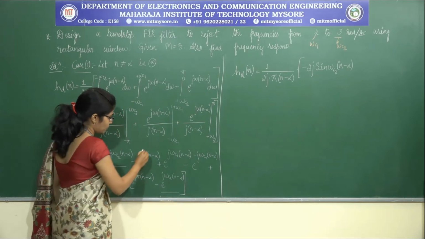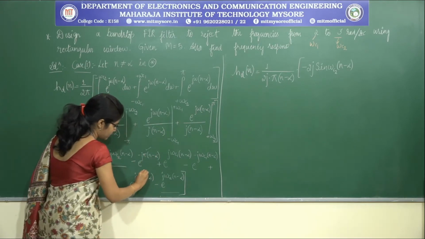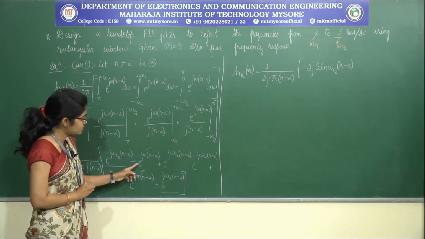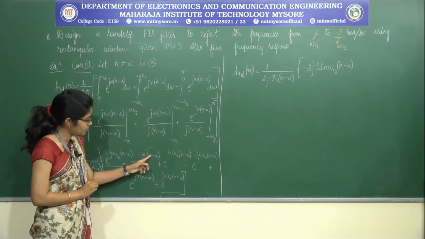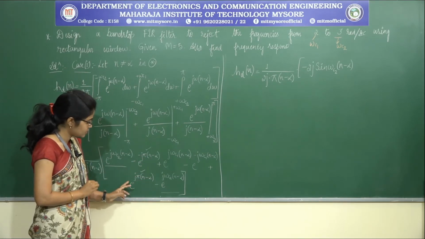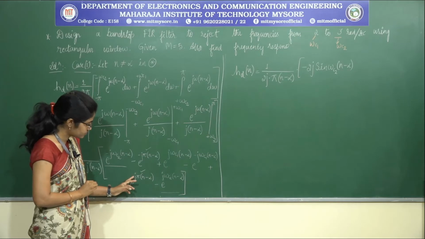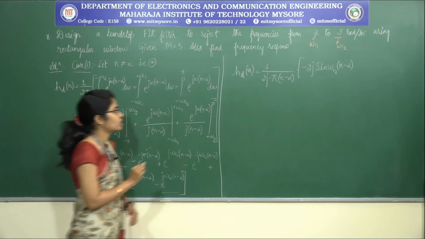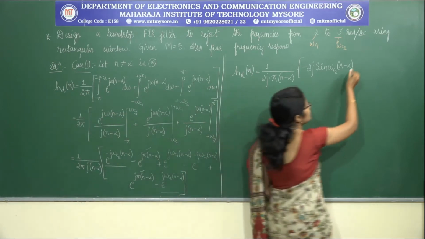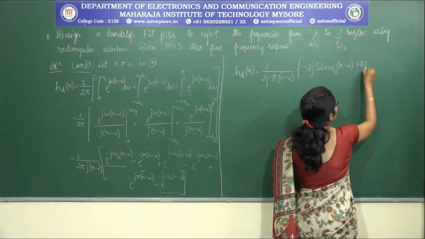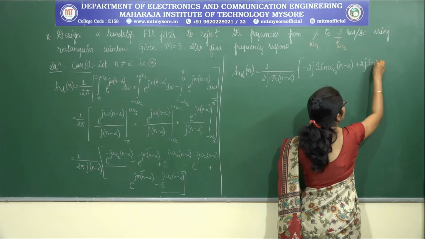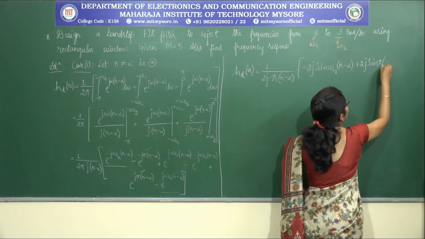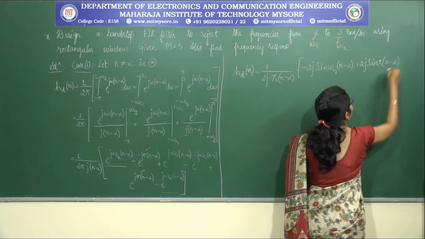Now let me check for pi. So here we have pi, here we have pi. So it is minus e power minus j pi n minus alpha. Here it is plus e power j pi n minus alpha. So it is in the correct order. So I can directly write this as plus 2j sin pi n minus alpha.